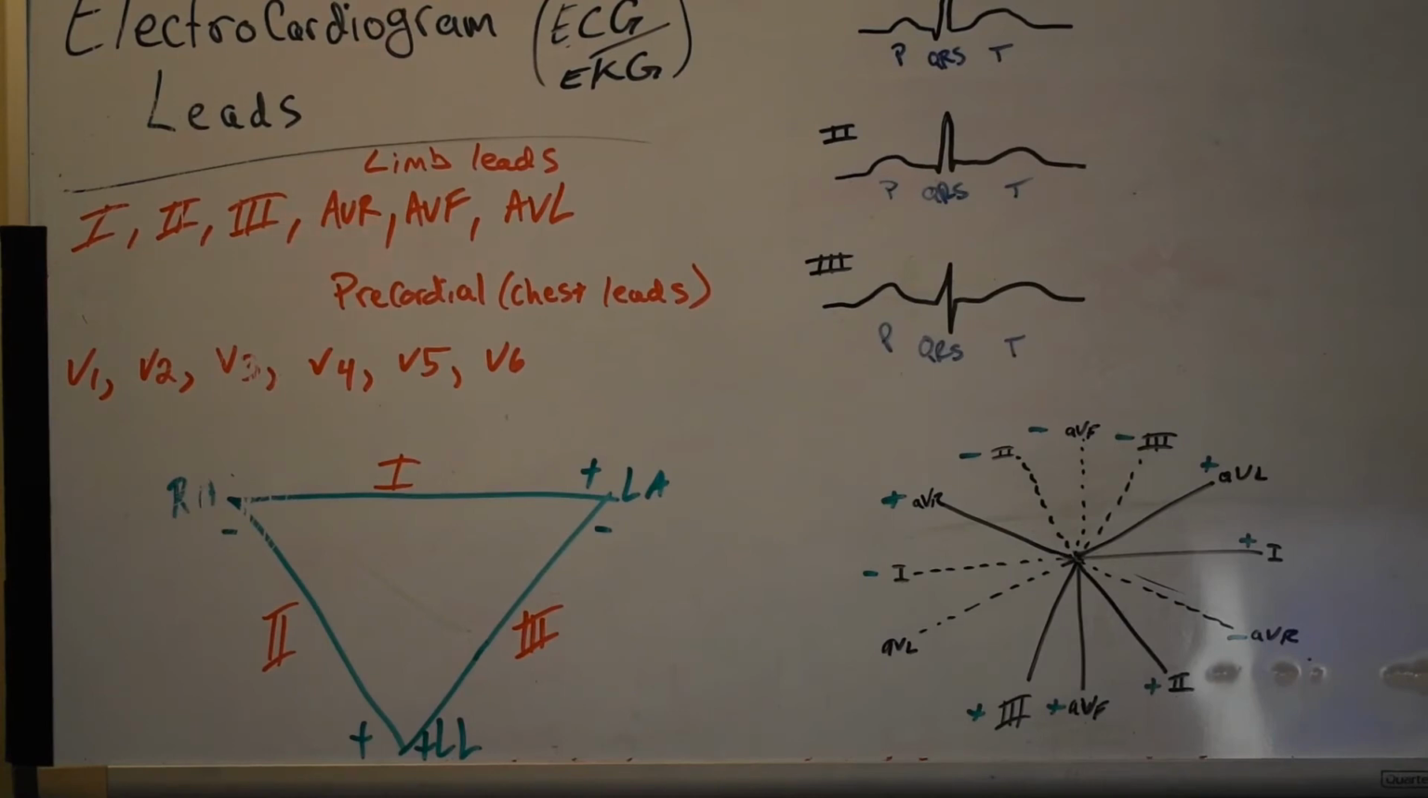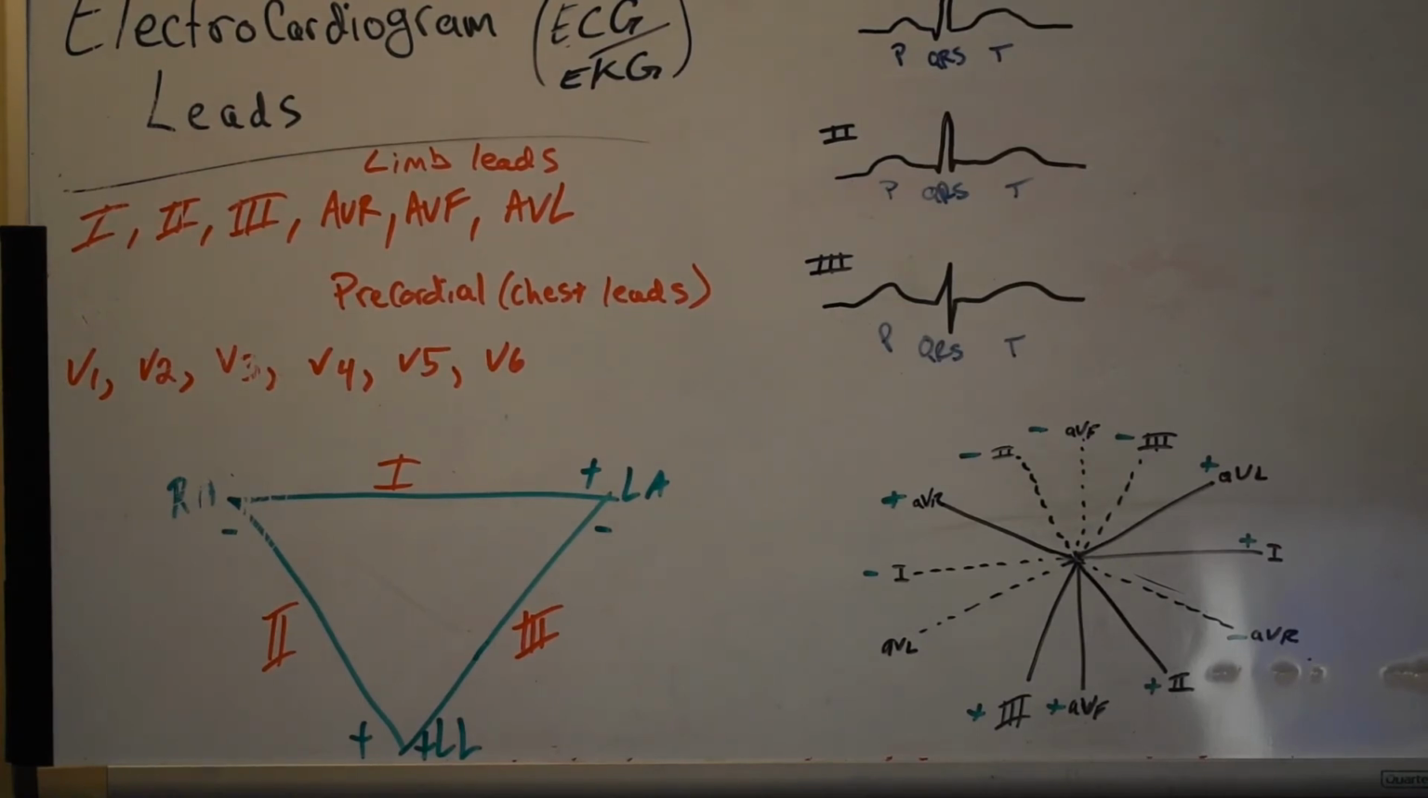AVR can be helpful during setup because AVR is a lead where the negative is on the opposite end of leads 1 and 2. So if we see something in AVR that looks a little off, we can say, oh, maybe these leads are not set up correctly. In AVR, usually everything should be upside down. So if they're not, you always want to go and make sure they're set up properly. Chances are you have one of these limb leads not put on properly.